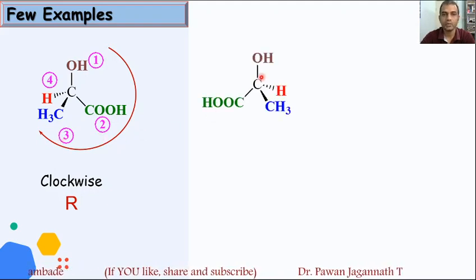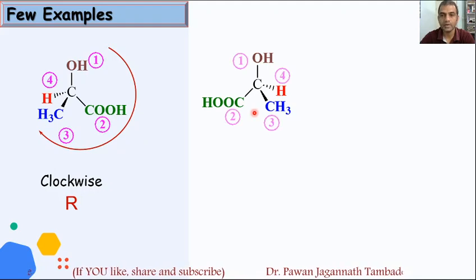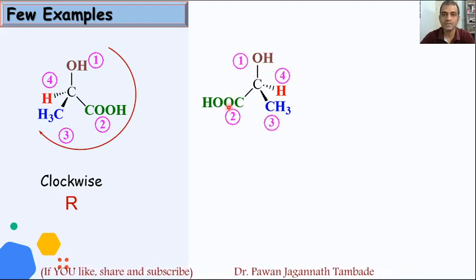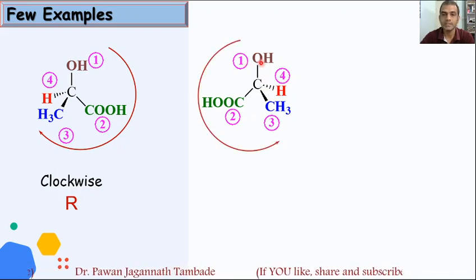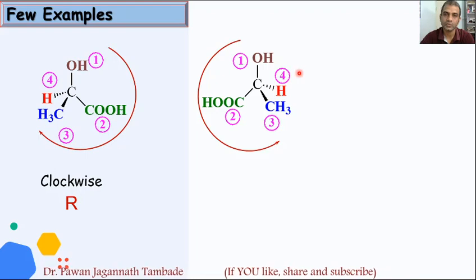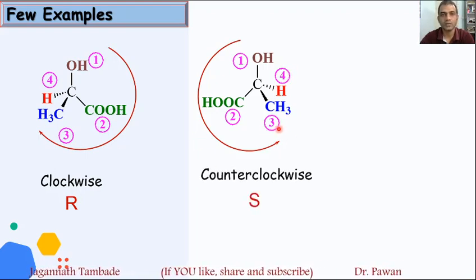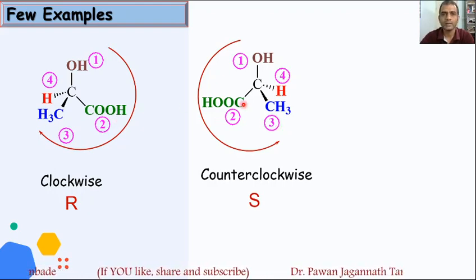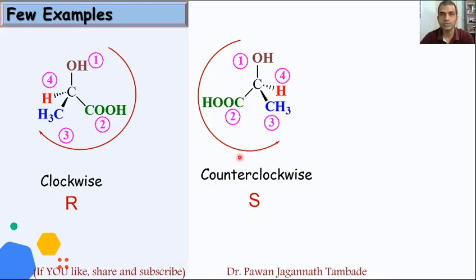The same way, if you look at this molecule, you can assign priority like OH first, COOH second, CH3 third and hydrogen fourth. The fourth priority atom or group is away from you, that is the observer, and when you read 1, 2, 3, it reads in anti-clockwise fashion. So this structure is having S configuration. So this is how you can apply CIP rules to assign R and S configuration to molecules.